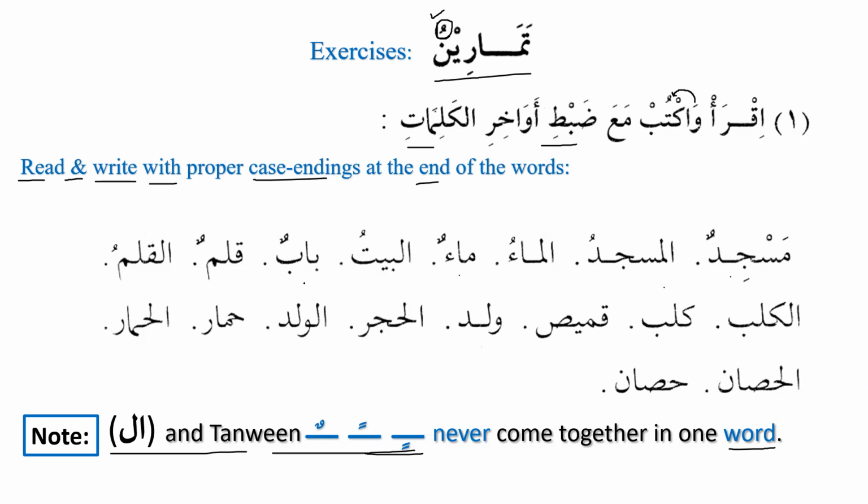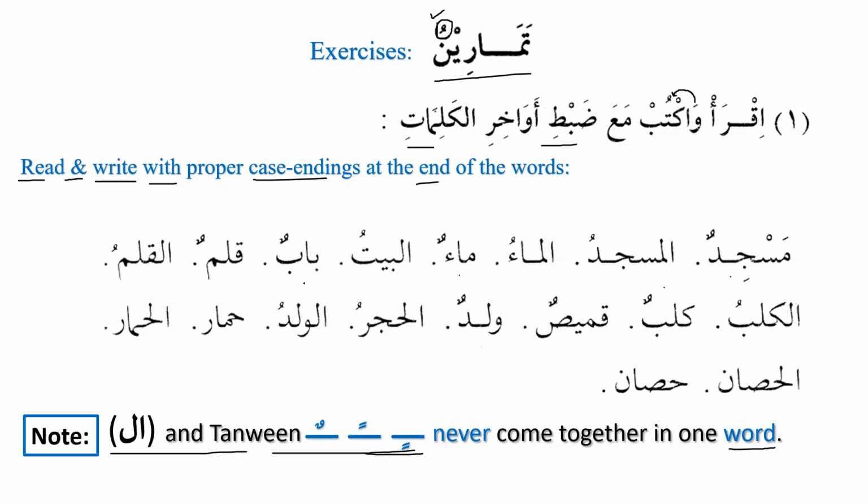Then we have al-kalbu, that means the dog. Then we have kalb, and then we have to put tanween. It will be kalbun. Then we have qamis. So qamisun, excellent, perfect. Then we have walad, and the ending will be waladun, ahsant. Then we have al-hajar, and then the ending will be al-hajaru, excellent.